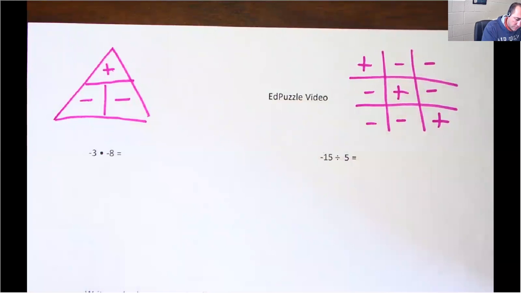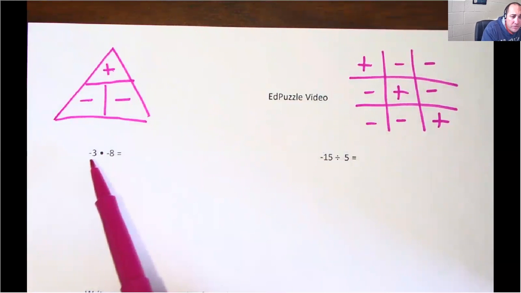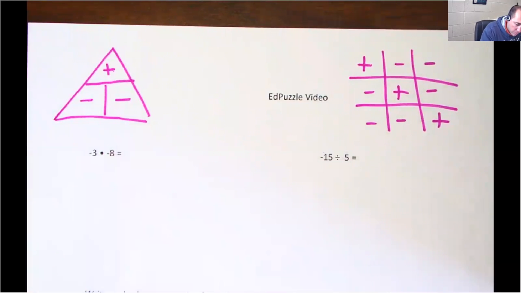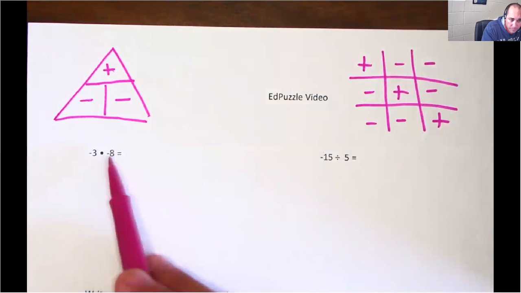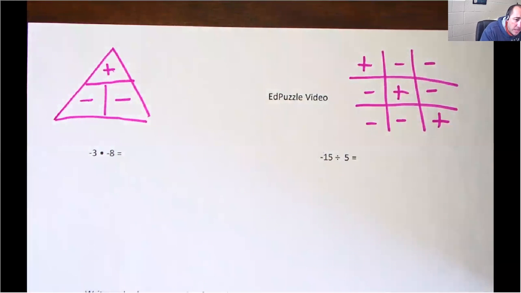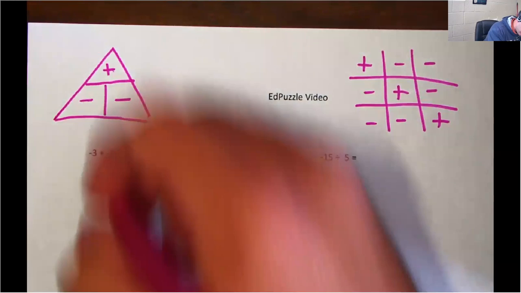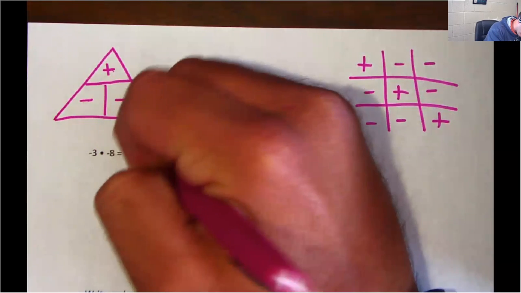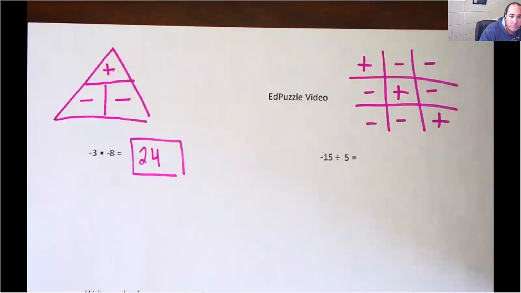All right, let's try some examples. This first example says negative 3 times negative 8. Notice the signs are the same. Since the signs are the same, is my answer going to be positive or negative? It will be positive. 8 times 3 is 24. Done.